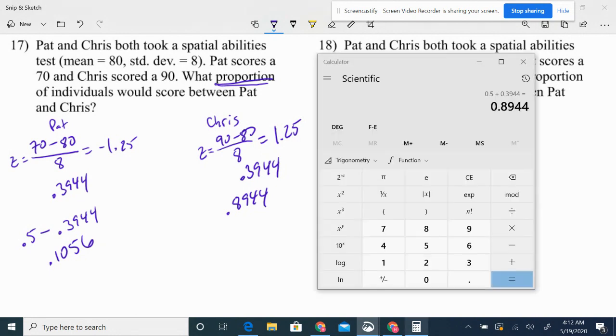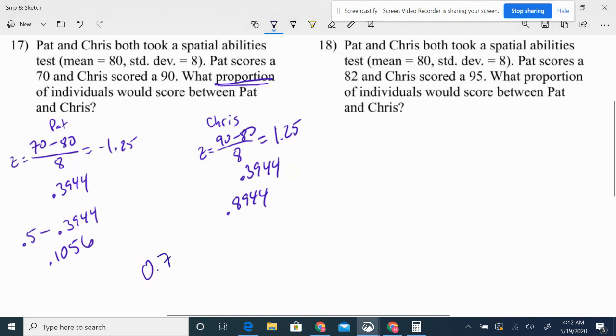Now here it says what proportion, notice I'm leaving it as decimals, of individuals will score between Pat and Chris. What I'm going to do is subtract these numbers, starting from Chris because he's the higher value, so 0.8944 minus 0.1056. I'm going to leave it as a decimal. It's going to be 0.7888. So about 78.88% of the people that take this test will be in between Pat and Chris.